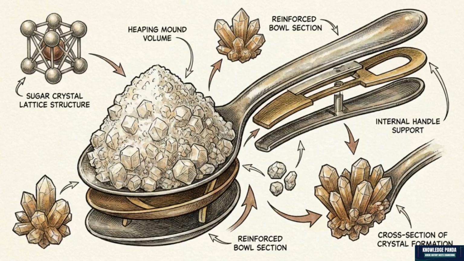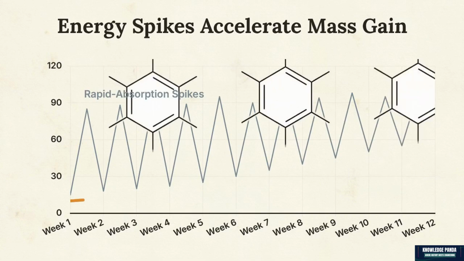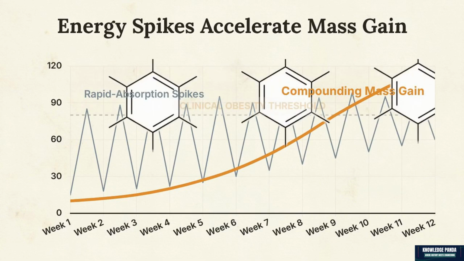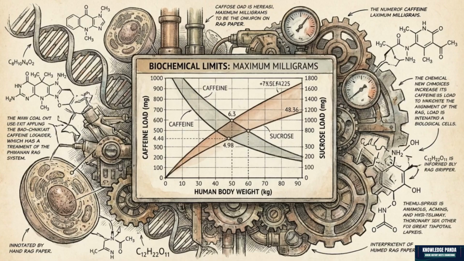A secondary metabolic parameter dictates caution regarding the high sucrose payload. Consuming these highly concentrated, rapid absorption energy spikes routinely creates compounding biological risks, particularly accelerated obesity. Consumer safety warnings are not arbitrary legal texts. They are strict, heavily researched biochemical boundaries directly mapped to the engineered payload of the product.